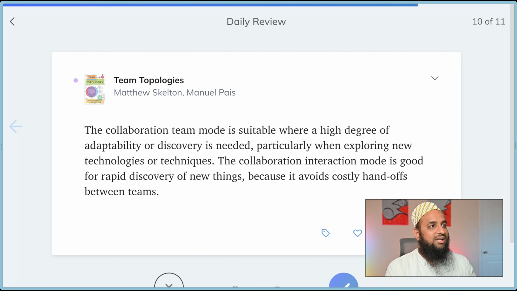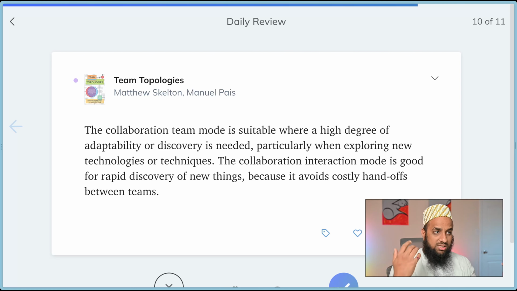Let's move on. Team Topologies. The collaboration team mode is suitable where a high degree of adaptability or discovery is needed, particularly when exploring new technologies or techniques. The collaboration interaction mode is good for rapid discovery of new things, because it avoids costly handoffs between teams. In the book there are descriptions of different team modes, different kinds of team, and team mode is how a team is going to interact with other teams or within itself.